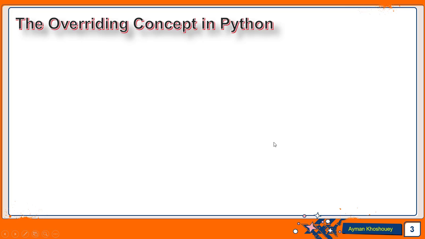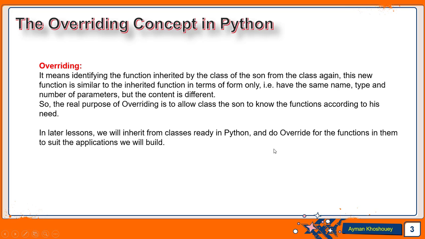What is the meaning of overriding? The concept of overriding means redefining the function inherited by the child class from the parent class. This new function is similar to the inherited function in form only: it has the same name, type, and number of parameters, but the content is different. So the real purpose of overriding is to allow the child class to define the function according to its need.